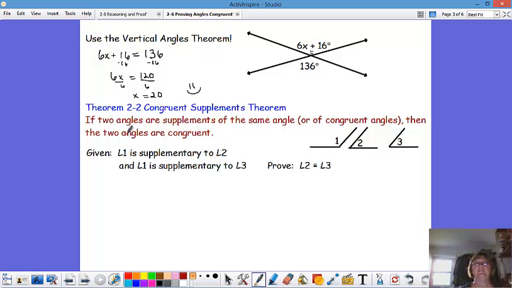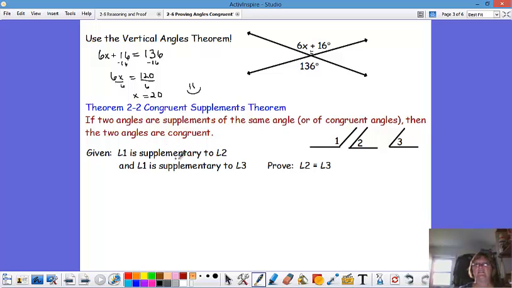If you read the language of this theorem, it says if two angles are supplements of the same angle, or of congruent angles, then the two angles are congruent. So we have two angles here, 2 and 3, that are supposed to be supplements of the same angle, angle 1. The theorem says if they both are supplementary to angle 1, then they have to equal each other. That's what we're going to try and prove.